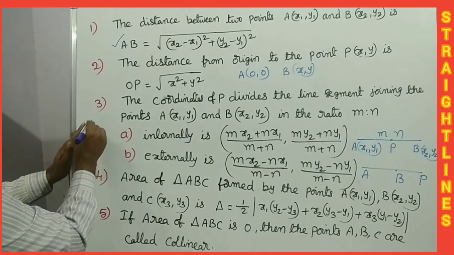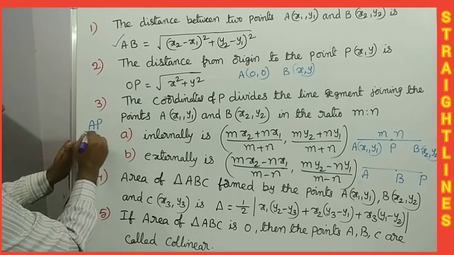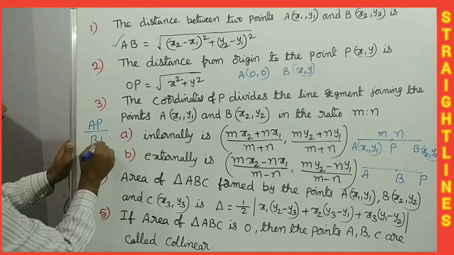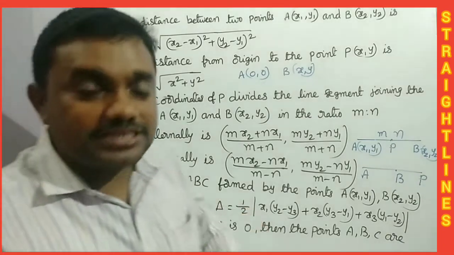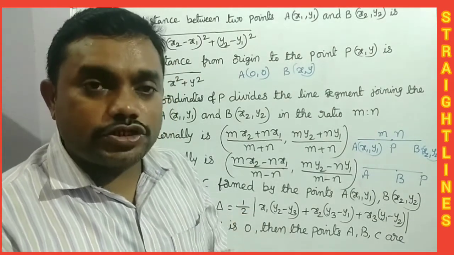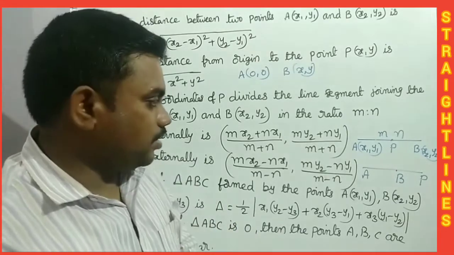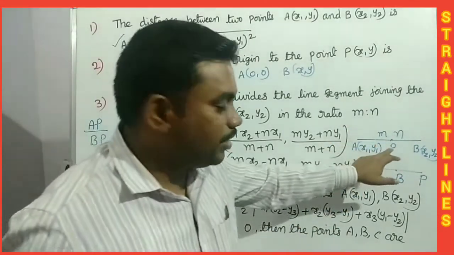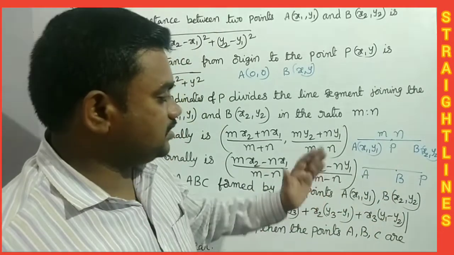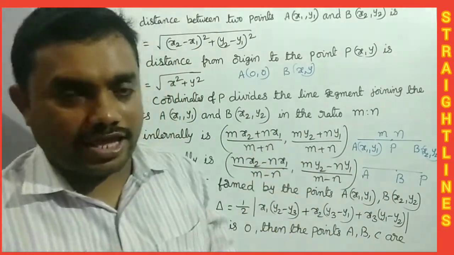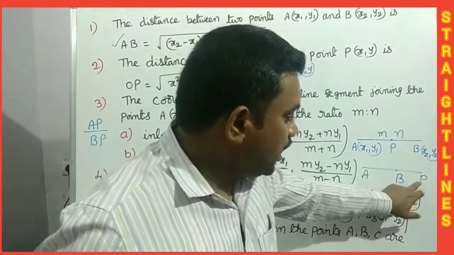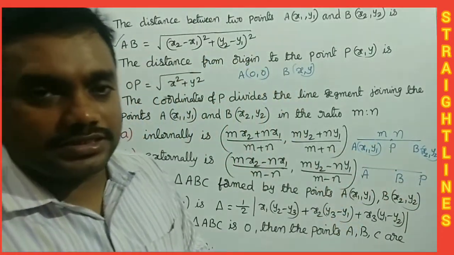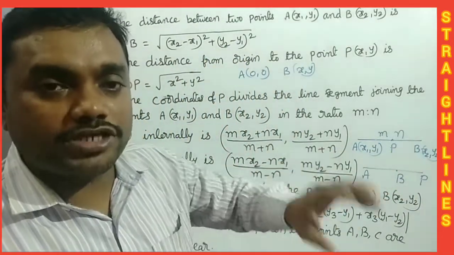See here, try to understand. The ratio of AP to BP. Here "divides" means the ratio of AP and BP. Here P divides AB. Understand clearly: here P is in the middle, that's why you think P divides it into two parts. Here also P divides AB, meaning the ratio of AP to BP.